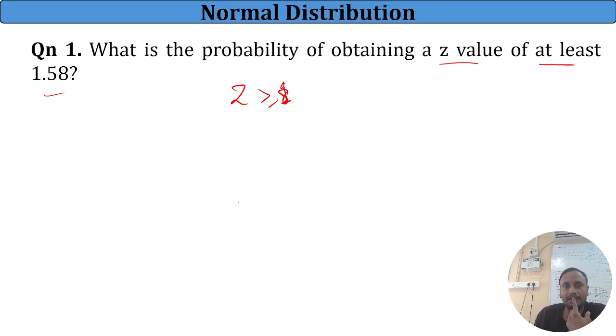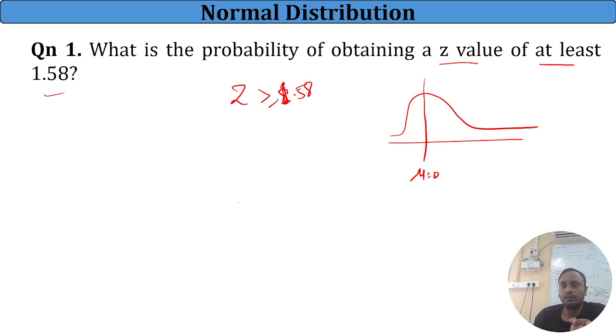At least means equal to or greater than whatever value they have given. So we'll draw this curve. Z is equal to 0. Let's say this is 1, and this is 1.58, and this is 2. So they're asking for the probability of this side. What will that probability be? Can anyone tell?